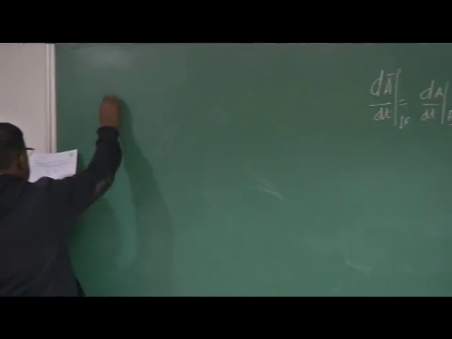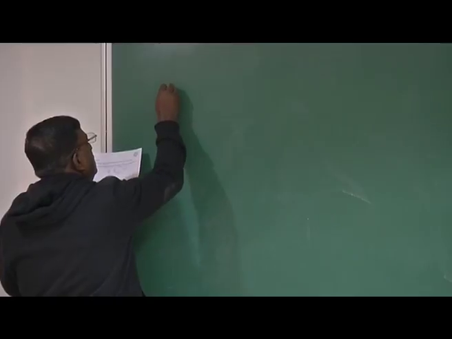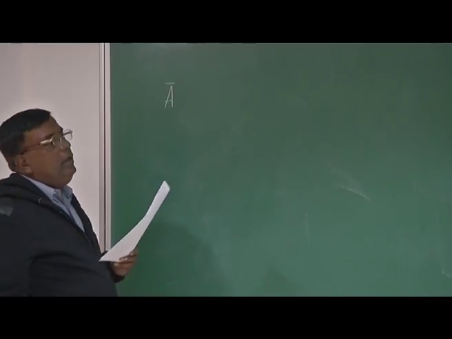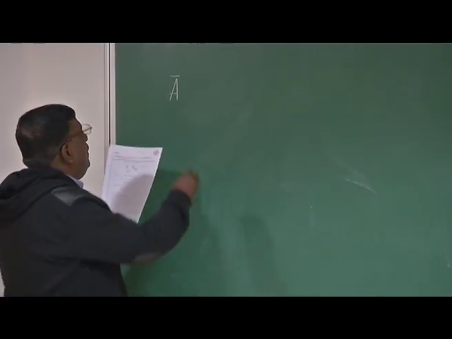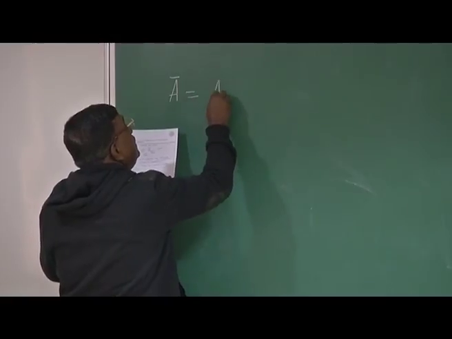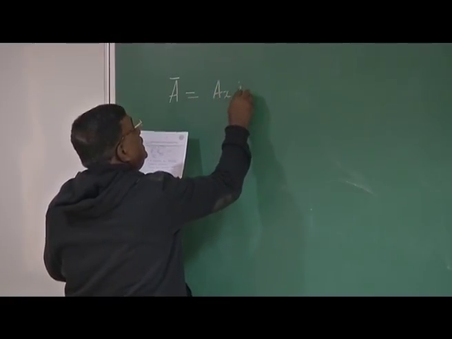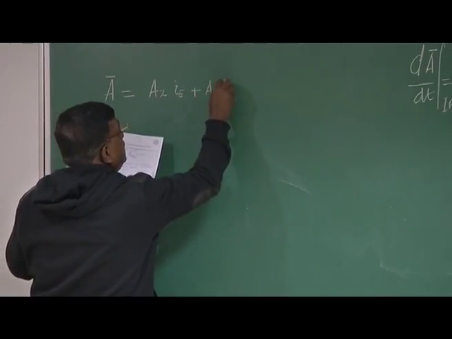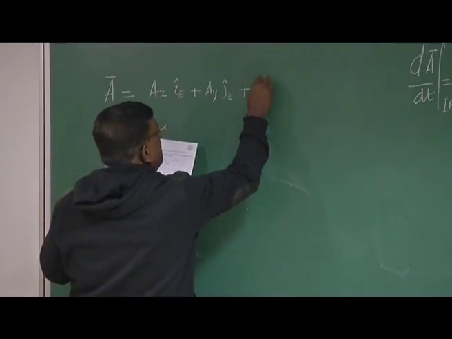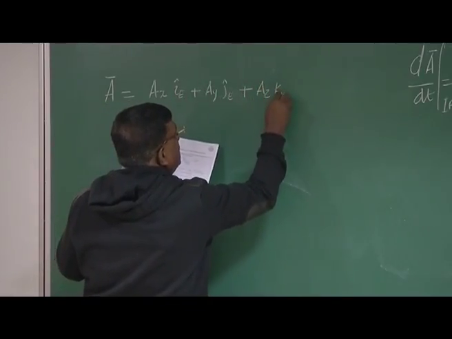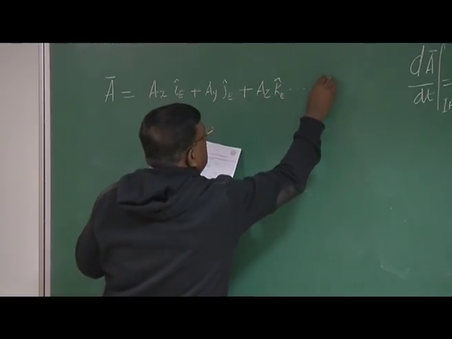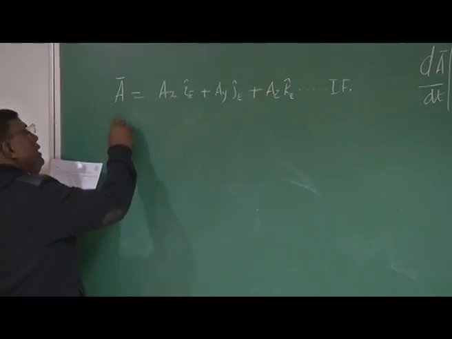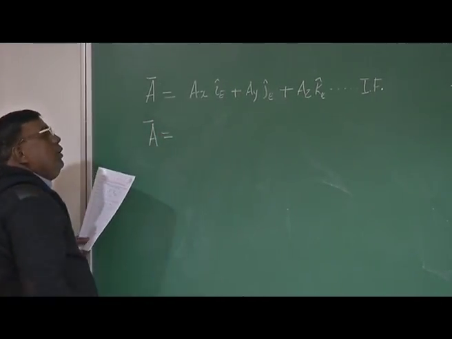Let me define a vector A. I can define this vector both in the inertial frame and the rotating frame, because both have axis systems. For A in the inertial frame, I write A = Ax i_E + Ay j_E + Az k_E. This is defined in the inertial frame. I can define the same vector in the rotating frame.